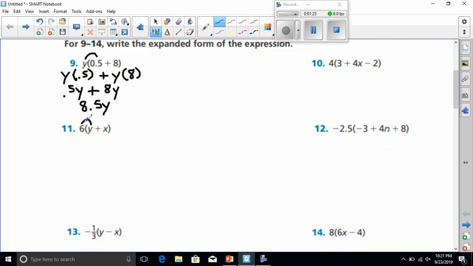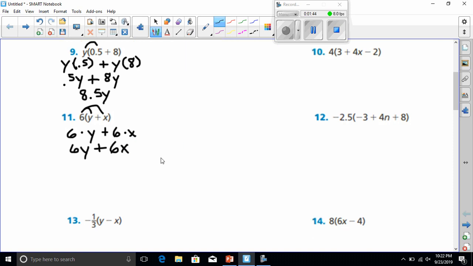Let's go to number 11. Once again, we're distributing properties. 6 times y is going to be added to 6 times x. Well, 6 times y is 6y. I'm going to add that to 6x. That's all we can do there.